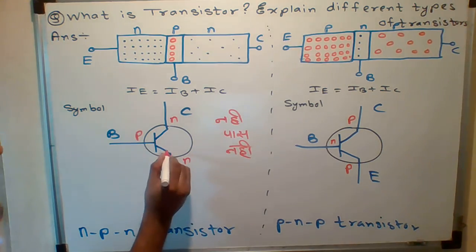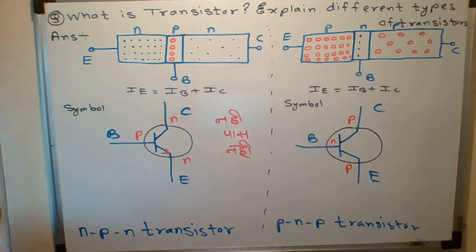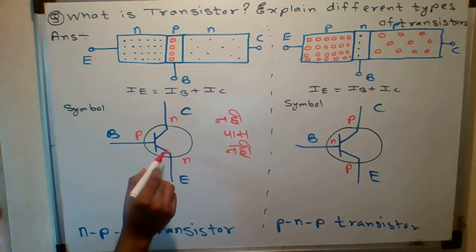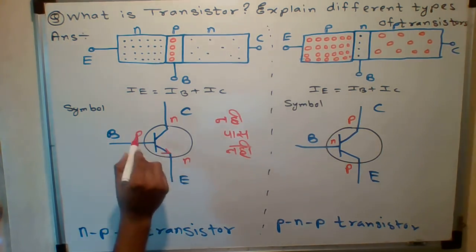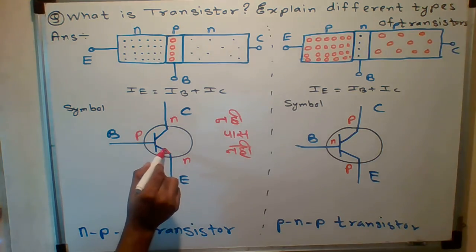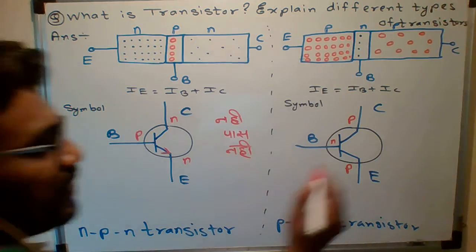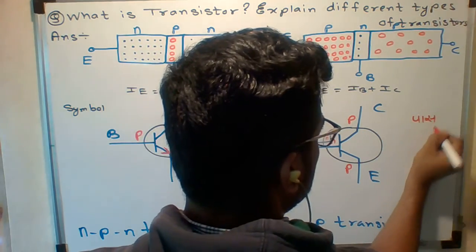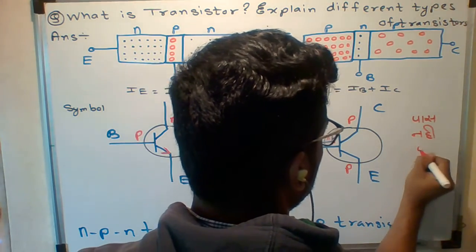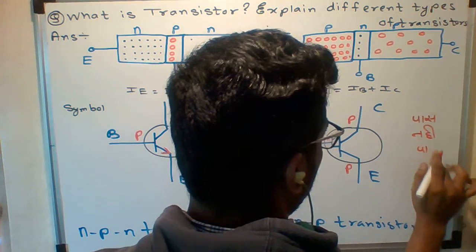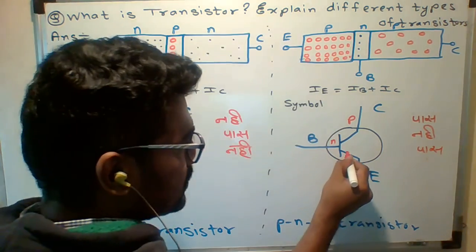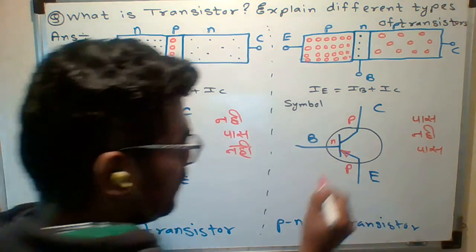"Nahi pass nahi" means away from base. You have to remember like this. You have to put the arrow with respect to base. "Nahi pass nahi" means away from base. The arrow will be what? Away from base. And here you say like this, "pass nahi pass", meaning "pass" towards base. There are two words of pass. "Pass nahi pass" means near the base. Like this you have to remember.